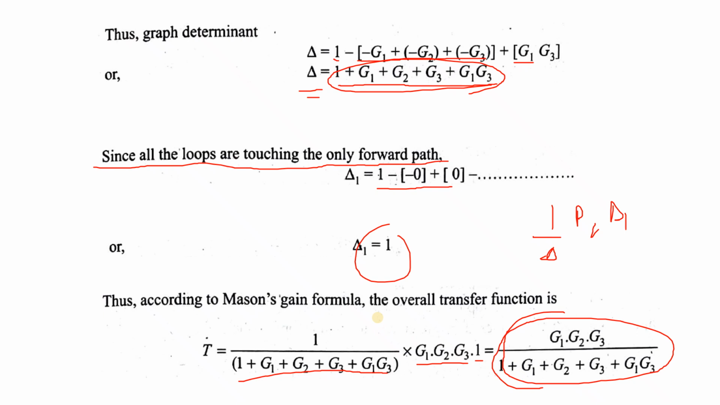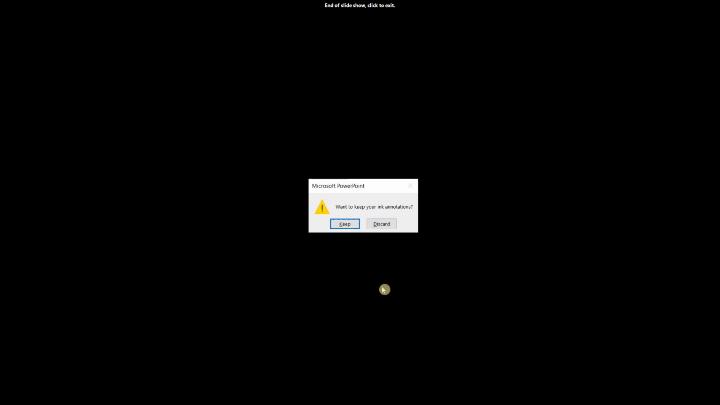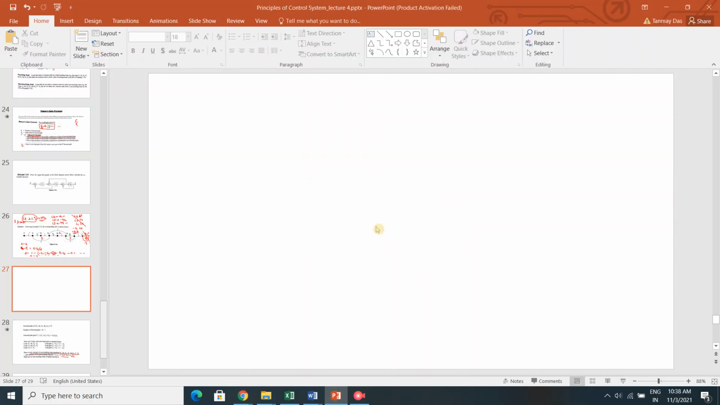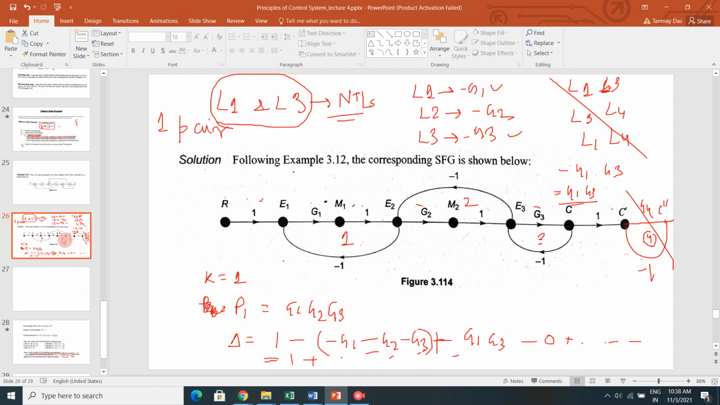Got it? Have you understood the delta k part now? Yes, sir. Okay, so there will be little bit confusion. So don't worry. Since today we don't have time, so in the next class I will show you another example where you will find more than one forward path. Then I will show you the example where delta 1, delta 2 is calculated. Then it will be clearer to you.